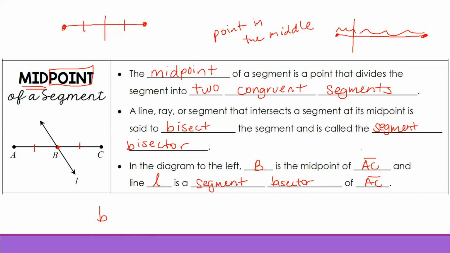Bisector, when you hear the word bisector, we know that bi means two, and sector is sections. So in geometry, when we talk about a bisector, not only are they two sections, but they're two congruent sections. So line L is a segment bisector because if I were to take a pair of scissors and cut along line L, I would be cutting my segment into two congruent pieces or two congruent sections. So midpoint is point in the middle, and anything that cuts that segment at that point is called a segment bisector.